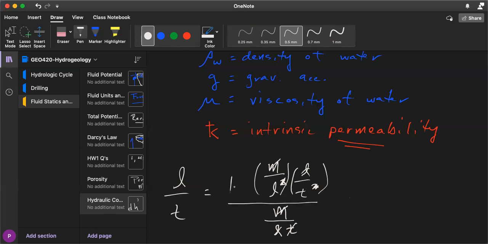So what do the units of intrinsic permeability need to be? If I need to make this length per time, and right now I'm at 1 over length times time, then K needs to be length squared. Those two will cancel out, and I'll end up with length per time.